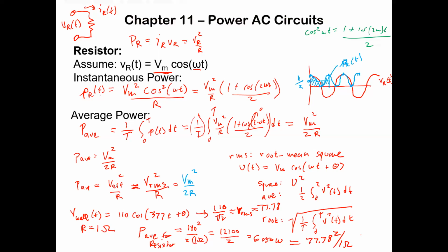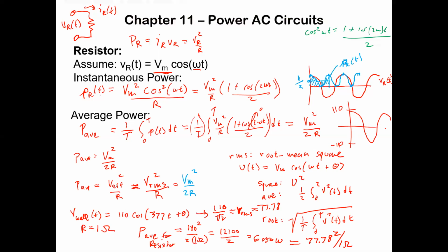77.78 squared. No, just divided by 1. That's the beauty of RMS. What RMS is sort of saying, and this is what I like about RMS, is you've got a voltage that can go up to 110 volts. It goes from 110 to minus 110. But a lot of times that voltage is actually going through 0, so it's a lot smaller than 110 volts.